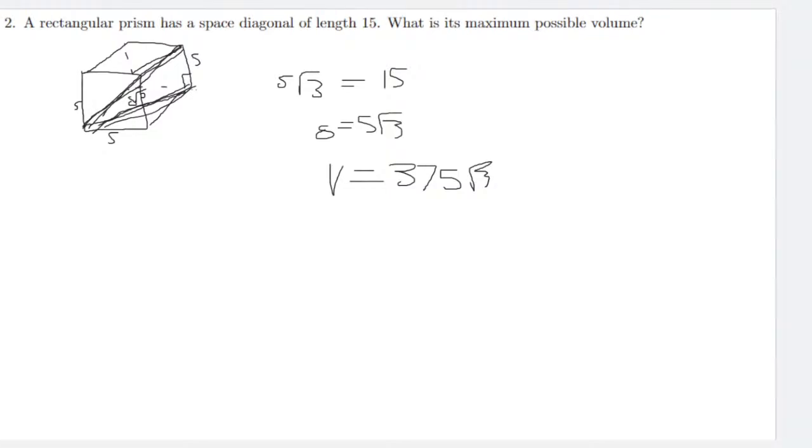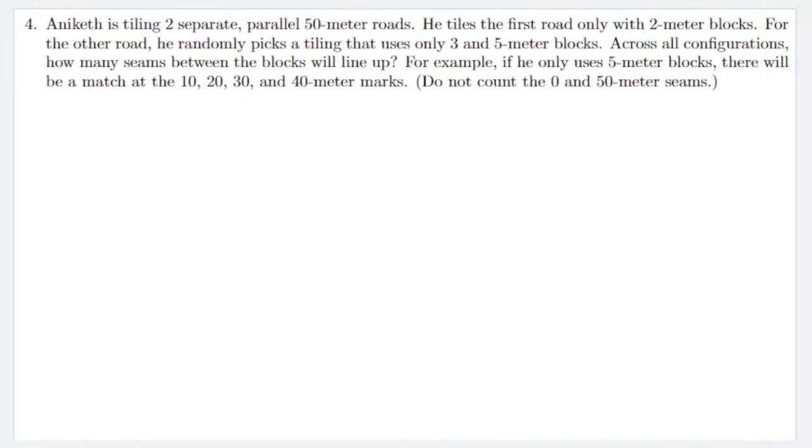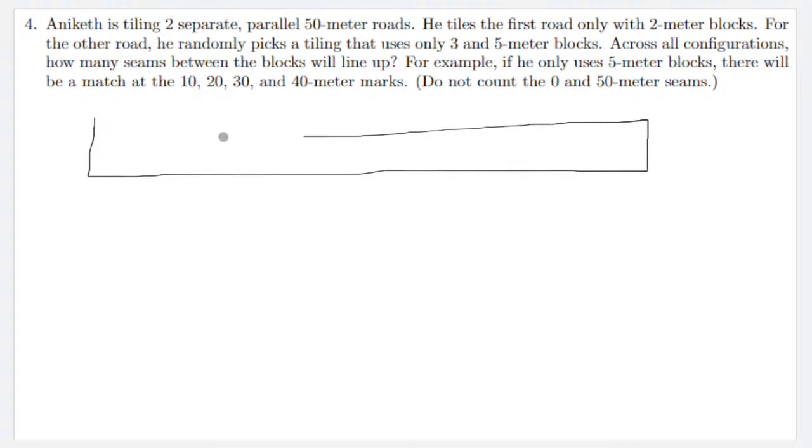Okay, moving on to the next question. So in this question, we have two separate roads to tile. Basically, road number 1, we only use 2-meter blocks. So at the 2-meter mark, there's a seam, 4, 6, and so on, all the way down to 50. So now we have another road, which we can only tile with 3 and 5-meter blocks. It asks, across all configurations, how many seams between the blocks will line up?